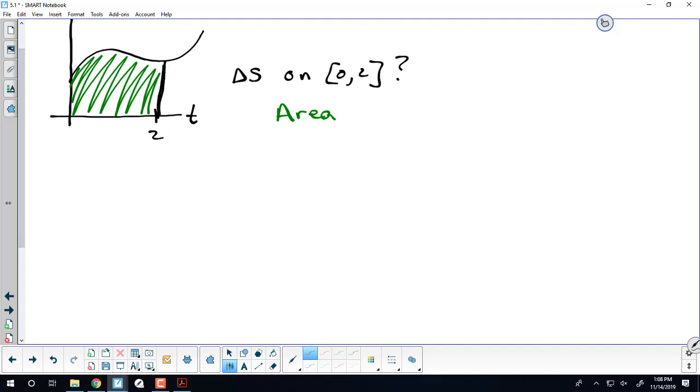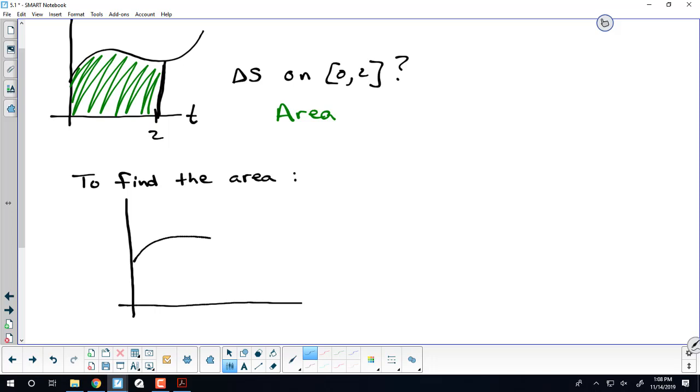I think the idea is really straightforward, but it sort of becomes cumbersome and tedious because of all of the notation that's involved. But the idea to find the area here, on this velocity function, and we'll say that's 2.